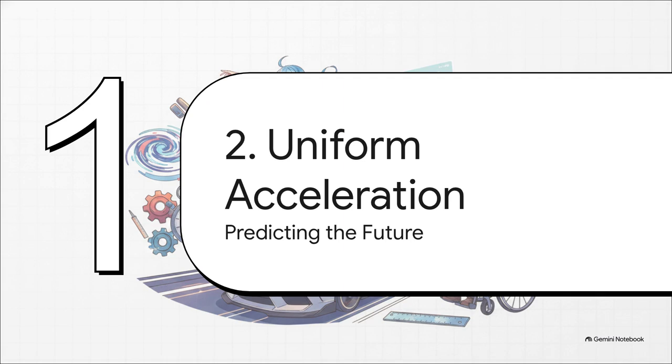Moving on to Section 2. Equations of uniform acceleration, predicting the future. Now that we have our core variables clearly mapped out, we can unlock the mathematical equations that allow us to actually predict an object's future motion.